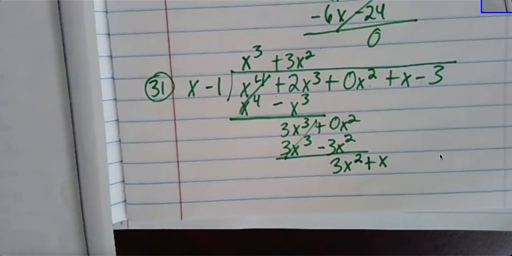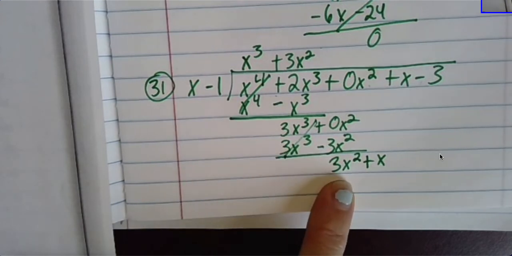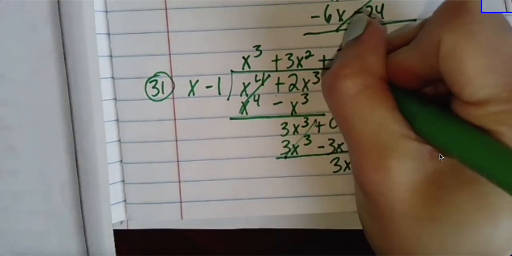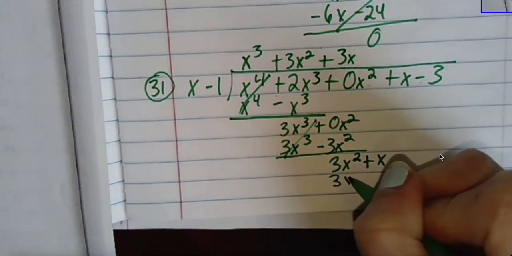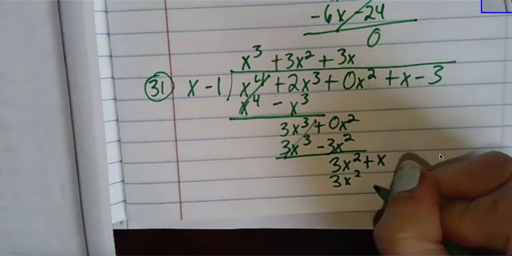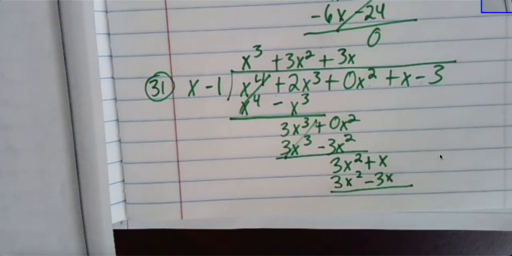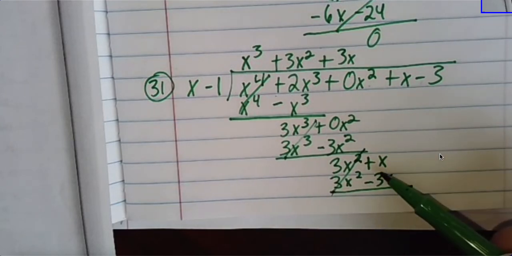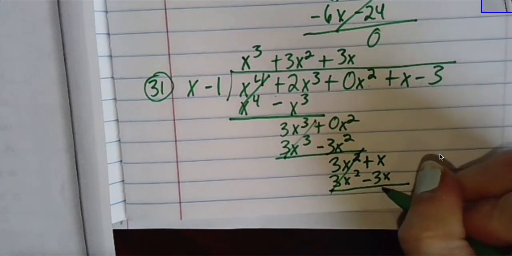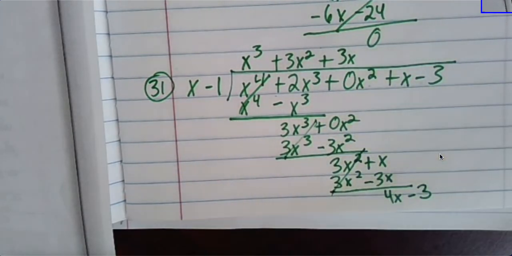We got to keep going. What times x is 3x squared? 3x. Lots of 3's. So we get 3x squared. And then what's 3x times negative 1? And be careful because we are subtracting. So those cancel out. What is 1 minus negative 3? 4. And then I'm going to bring down my minus 3.